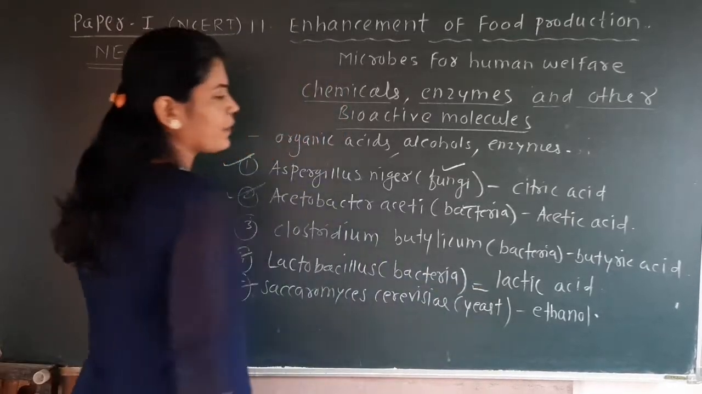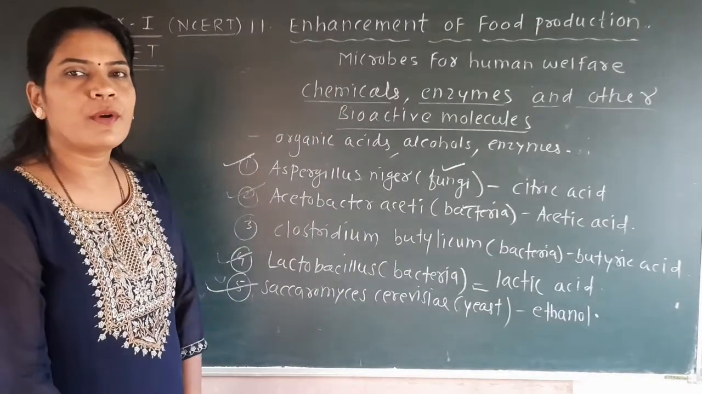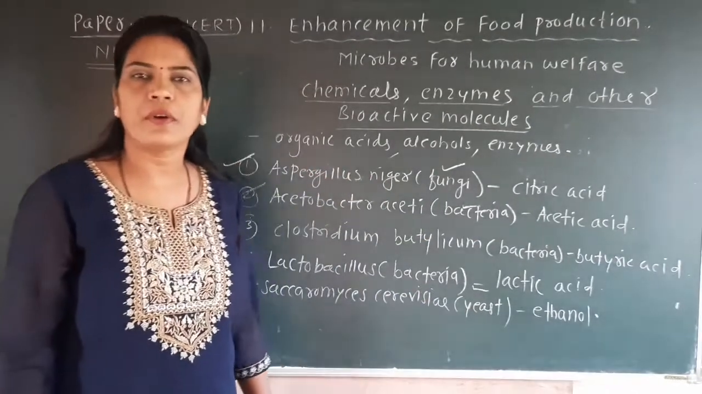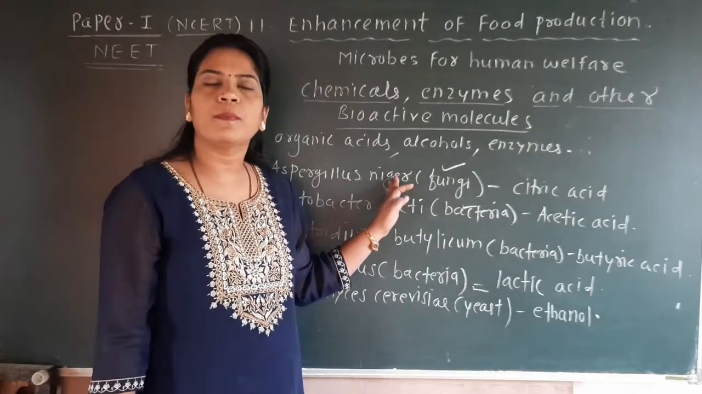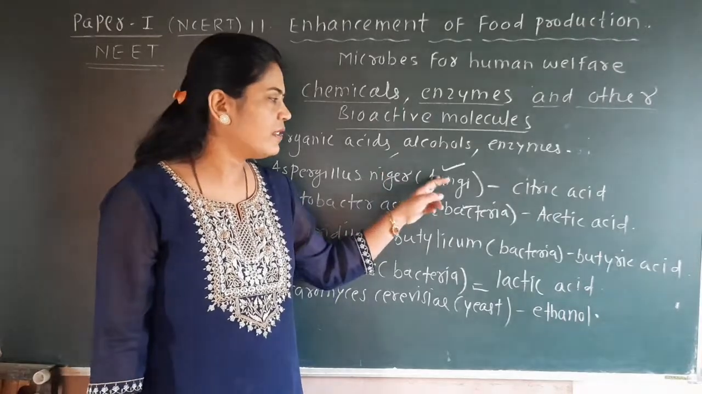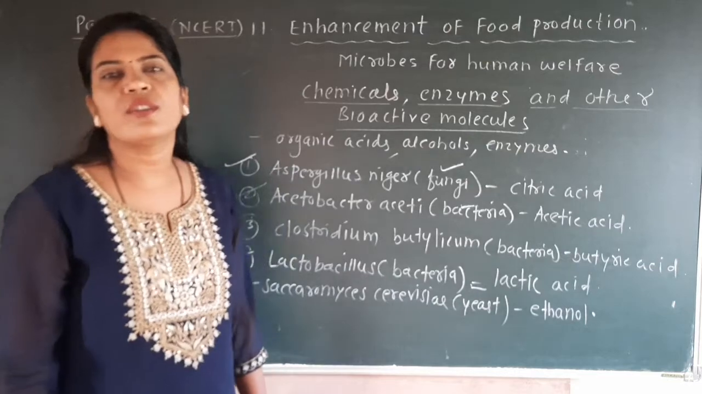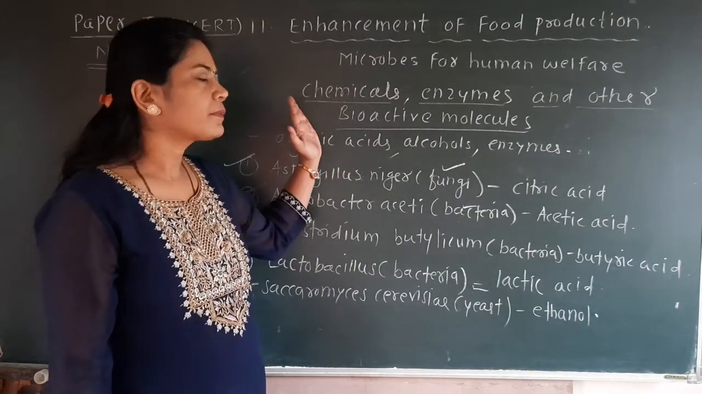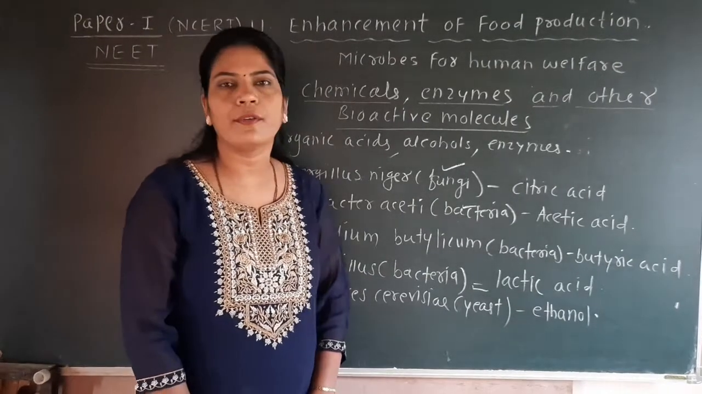or the particular yeast. So it is very important for this point of view, because number of students remember that Aspergillus niger is responsible for the organic acid, citric acid, but they don't know what is the nature of Aspergillus niger, whether it is bacteria or the fungi. So this point is also important, that you should know what is the nature of that microbes. Okay, so this is given under the title Chemical Enzymes and Other Bioactive Molecules.